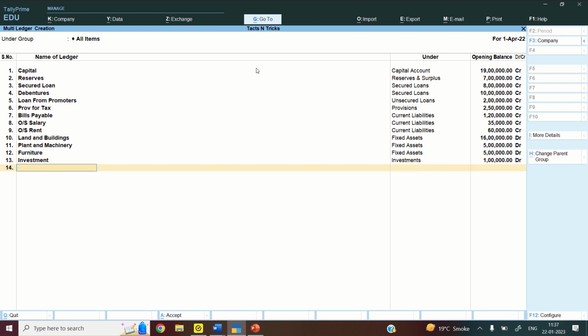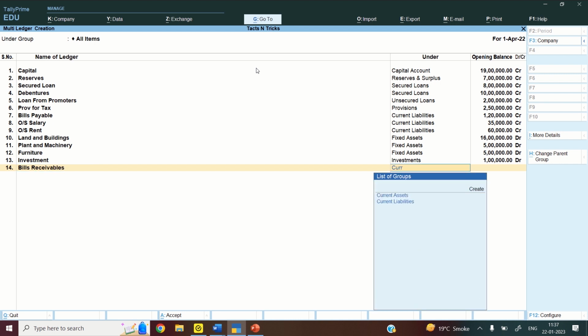Then stock. As I already told you, the details of stock and debtors are given to us below. So we will prepare stock and debtors also later on. Then comes bills receivable, which is a current asset. So bills receivable will be 55,000.